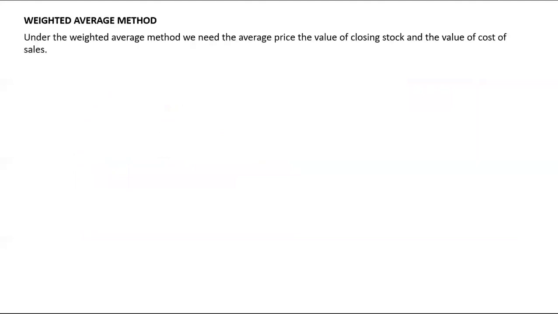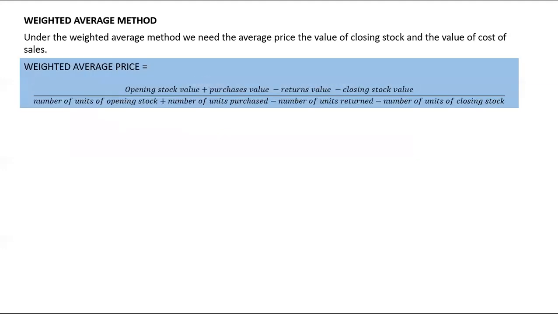Now let's go to the weighted average method. Under the weighted average method, we need the average price, the value of closing stock, and the value of cost of sales. So we need the average price to calculate the value of closing stock and to calculate the value of cost of sales.